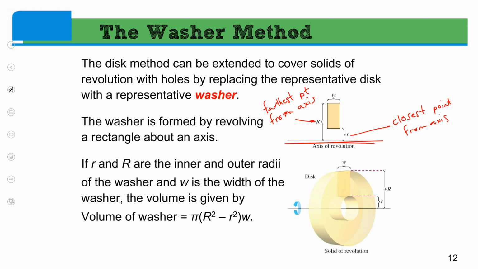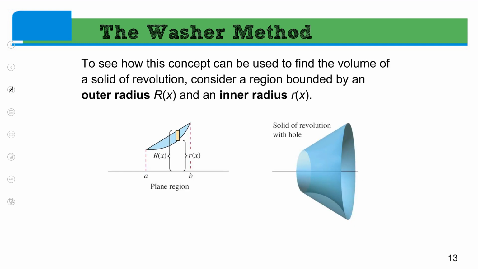The process that we used in the previous example is exactly the same process we're going to use here. We're going to find the volume of that one washer, and then we're going to integrate all the washers using the formula we had from before. Okay, we good? Yes? Okay.